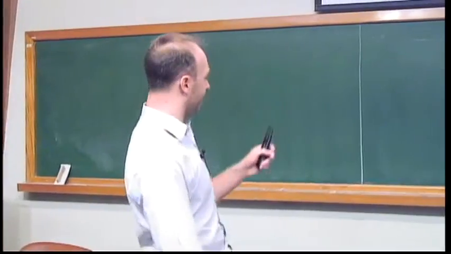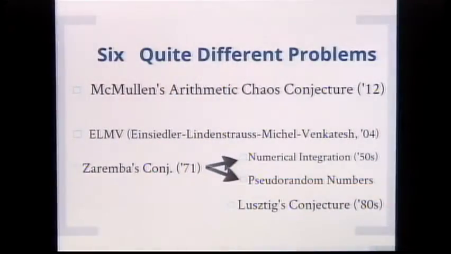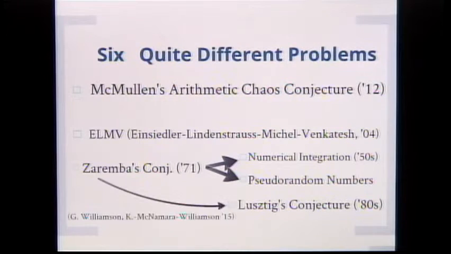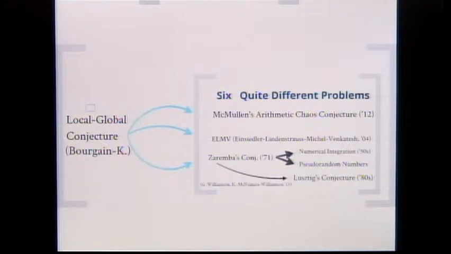Now, they're already interconnected somewhat because Zaremba's conjecture is known to solve these 2 problems, pseudo-random numbers and numerical integration. That's why the conjecture was formulated. In fact, recently, in joint work with Peter McNamara and Geordie Williamson, we connected Zaremba's conjecture to counterexamples to Lusztig's conjecture, as I'll explain in a second. But otherwise, maybe they're already connected somewhat, so there's really 3 different problems. But in fact, they're all one and the same.